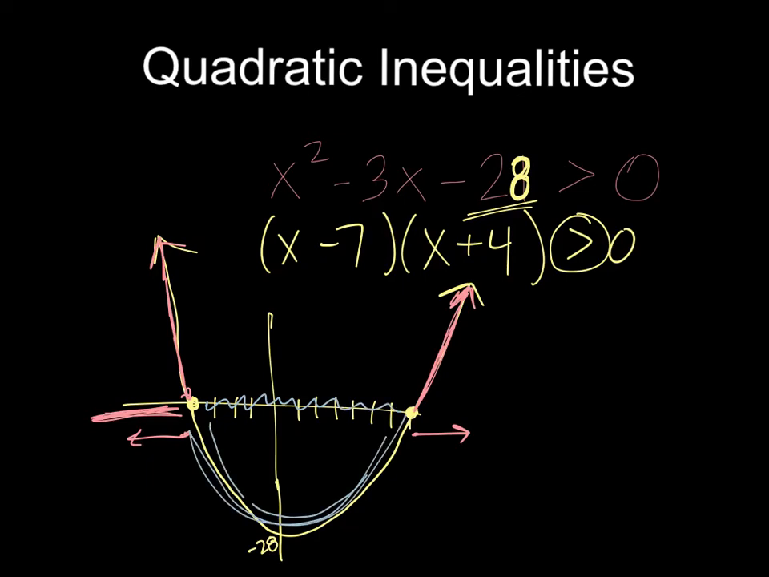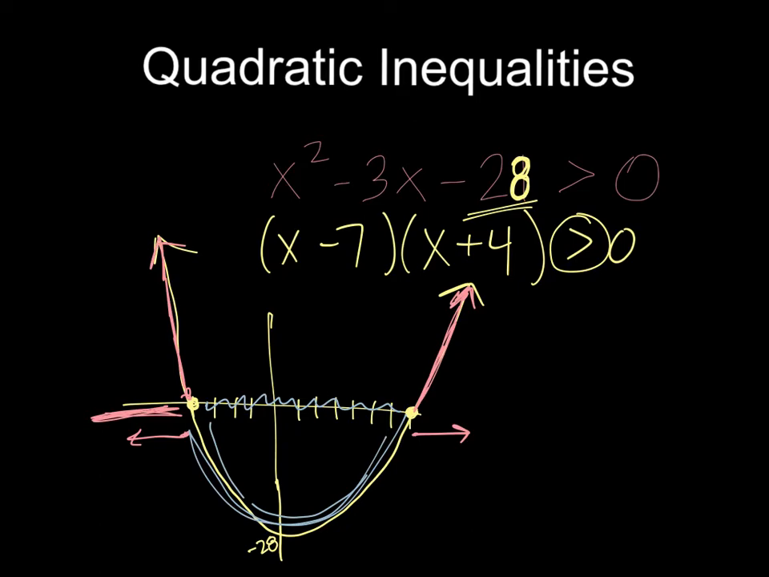So rather than doing, when you learn this, you might learn about test points, like let me plug in negative 5 and see whether that's above or below. I would encourage you just to think about the shape of the parabola. If it's opening upward and it's a greater than question, then the outside edges are going to be the answers to that question. So this thing is greater than 0.